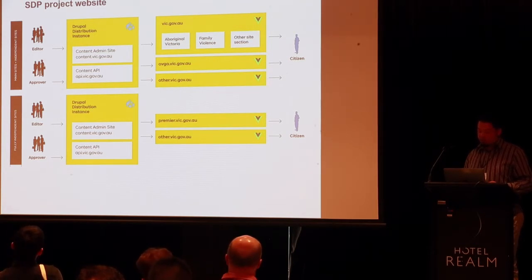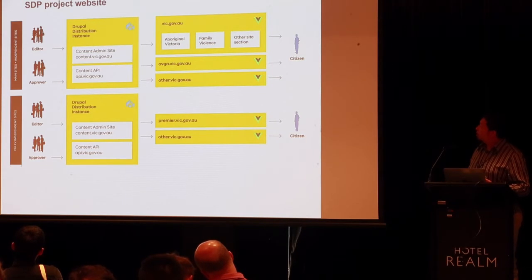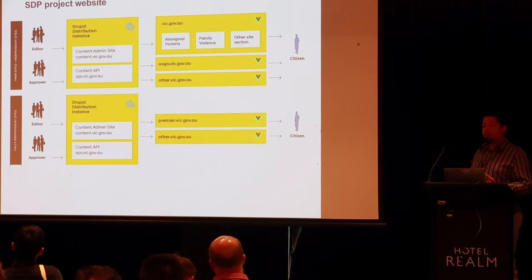Outside of that, we have what we're calling our semi-independent sites. A semi-independent site is a website that is still using the same Drupal CMS, but it has its own front end and its own URL. So we might be powering, say, maybe 10 separate websites off the one Drupal backend.